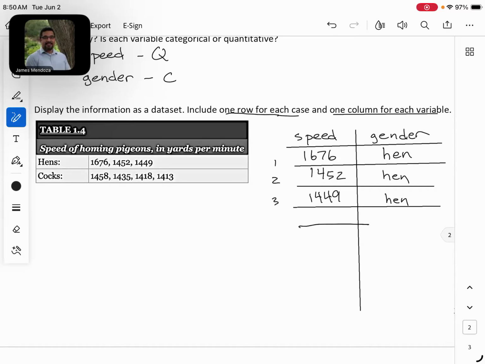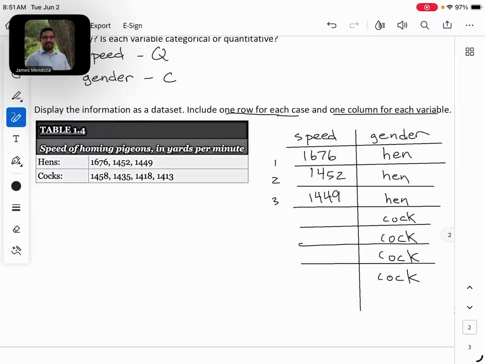So you'll need a few more of these. One, two, three. And then the fourth one will be just right underneath there. So I'm just going to go ahead and put, we got four male birds. That'll be it. Then we'll go ahead and put in their speeds, 1458, 1435, and 1418. And 1413.